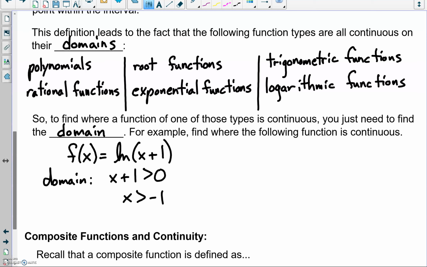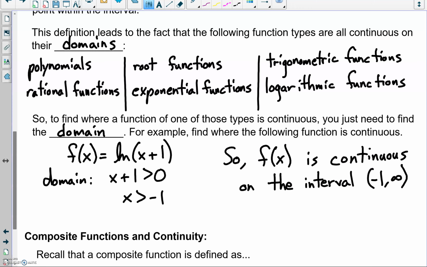If we look at this, f of x equals the natural log of x plus 1, the argument has to be greater than 0. So that means for the domain, we just need to set x plus 1 greater than 0, and we get that x is greater than negative 1. So f of x is continuous then on the interval negative 1 to infinity. The domain interval is where it's continuous.